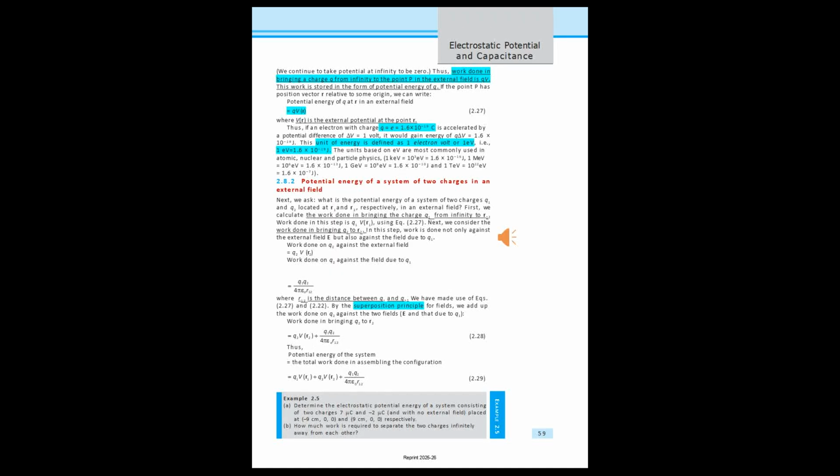Next topic is given by the potential energy of a system of two charges in an external field.